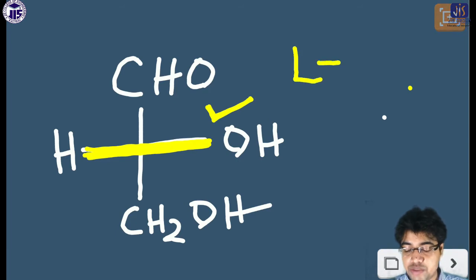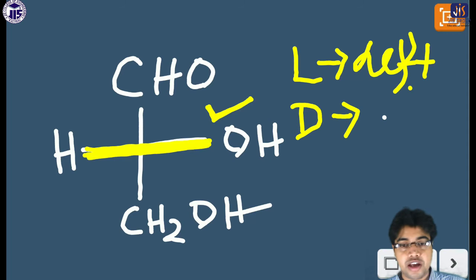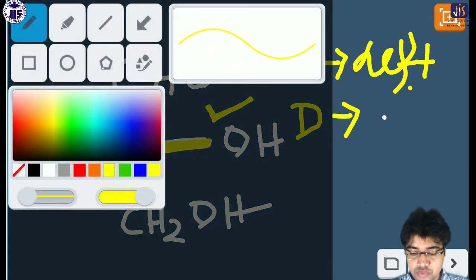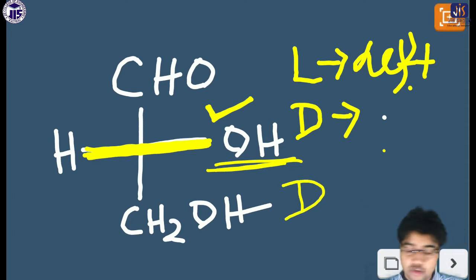L means if it is present on the left side, and D means if it is present on the right side. So D means right side, L means left side. So here what will be the nomenclature? It is the right side in the horizontal direction. So if it is the right side, then obviously it will be D. So the compound has the nomenclature D.